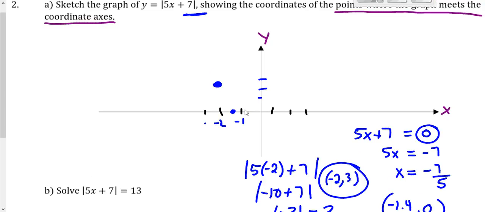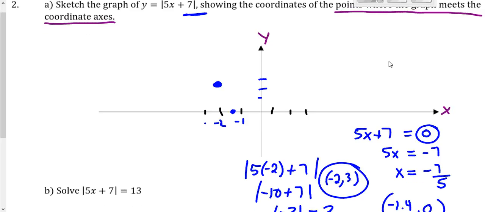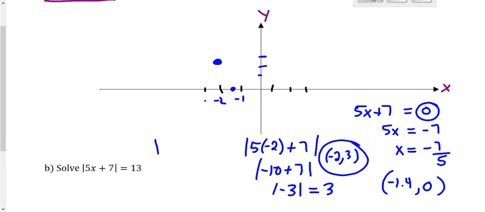And on the other side, instead of plugging in negative 1, I'm going to plug in 0 because that will give me my y-axis coordinate, and they want both of those. So we need to make sure that we show those clearly. So let's plug in 5 times 0 plus 7. Absolute value of 7 is 7.